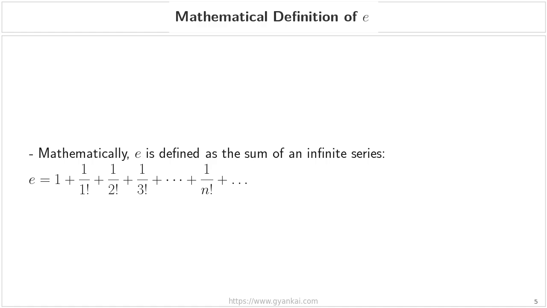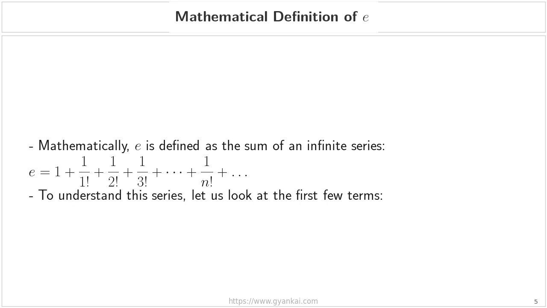Mathematical definition of e. Now that we have established that e is an irrational constant approximately equal to 2.71828, let us examine how this number is actually defined mathematically. Mathematically, e is defined as the sum of an infinite series. This means that e is the result of adding together an endless sequence of fractions. The formula is expressed as e equals 1 plus 1 over 1 factorial plus 1 over 2 factorial plus 1 over 3 factorial, and so on, continuing indefinitely with 1 over n factorial.